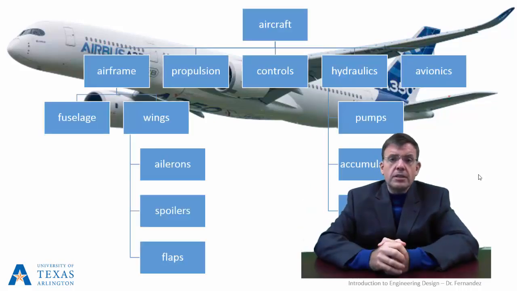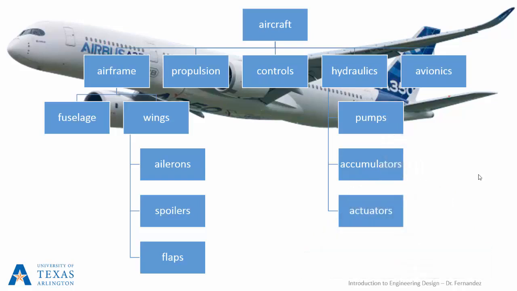Okay, so here you can see what that might look like, for our example. Okay, so aircraft at the top, then airframe, propulsion, controls, hydraulics, and avionics would be the first tier subassembly. Within airframe, we're going to have a fuselage. We could call it a subassembly.